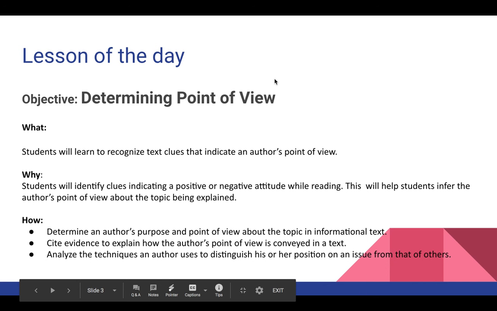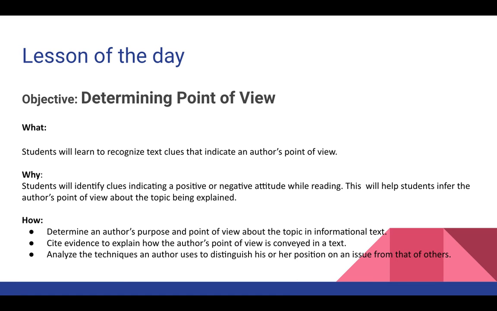Let's go right back to our key points right before we end. So, determine the point of view. We learned to recognize text clues that indicate our author's point of view. We also identified clues indicating positive and negative attitude while reading, because it helped us to infer what the author's point of view was about the topic being explained. That's what we did with the charts. We said what the topic was, whether it was a positive or negative attitude, and then we explained what the author's point of view was.